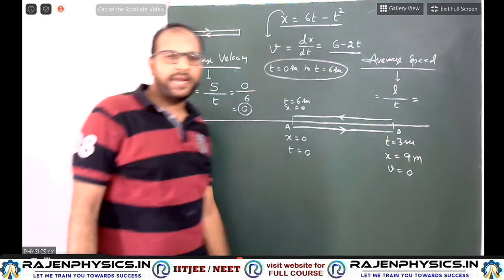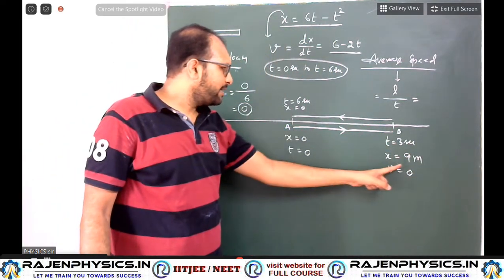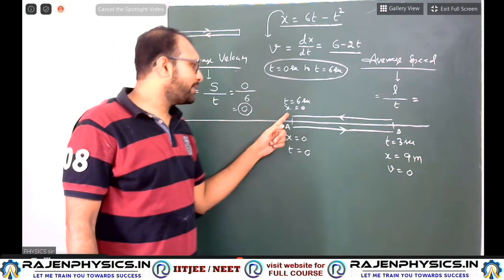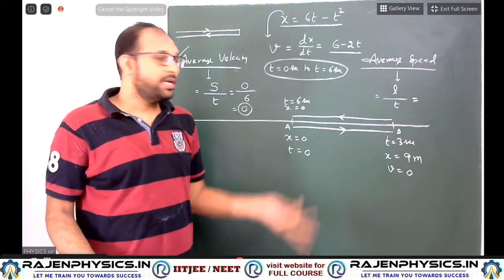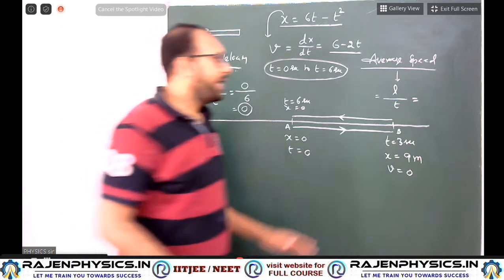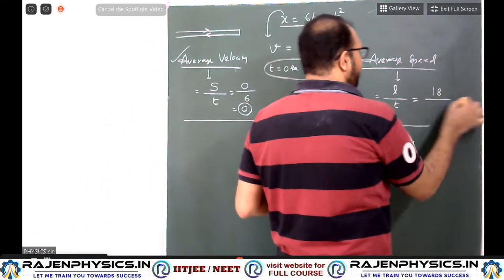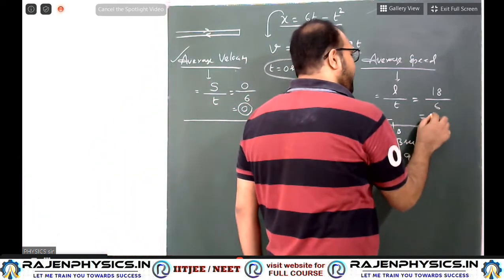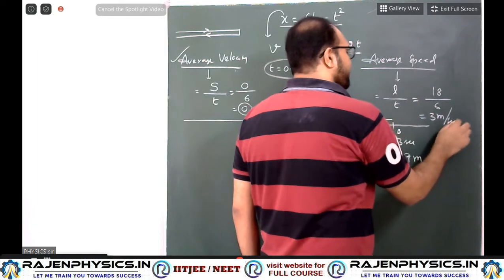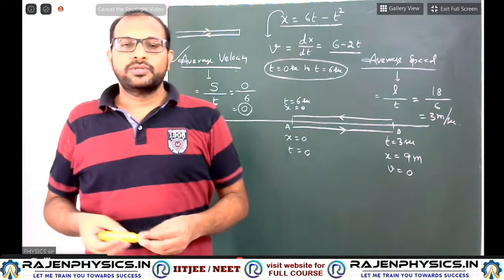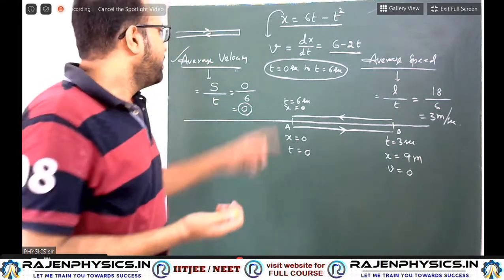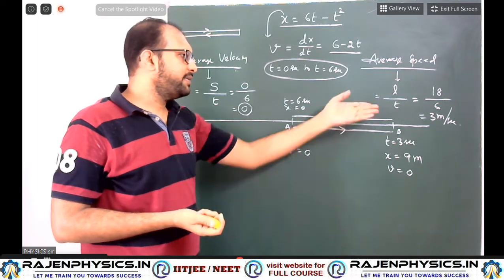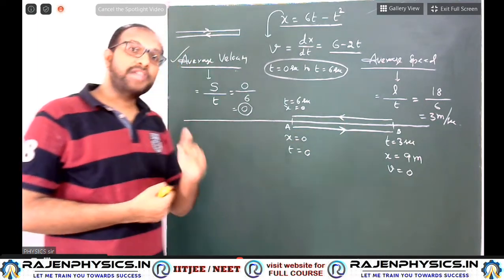Average speed: here to here, total 9 meters. Again from here to here, again 9 meters. So 9 plus 9, 18 meters, divided by the time duration, 0 to 6. So the answer is 3 meter per second. Students, average speed from 0 to 6th second is 3 meter per second. But what is the average velocity? 0.